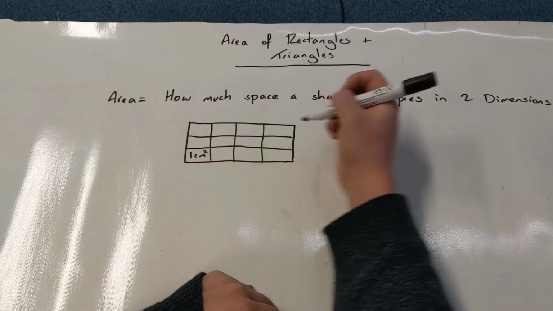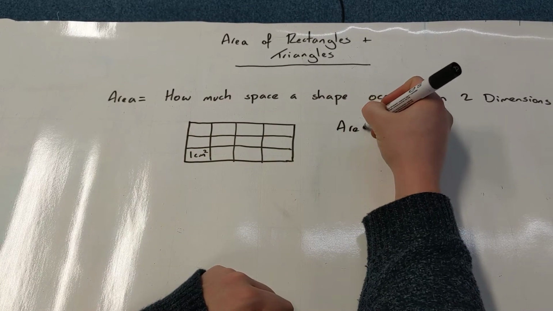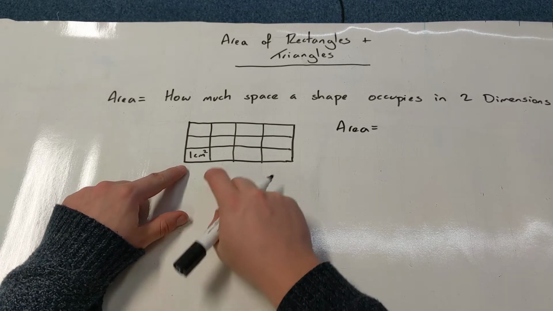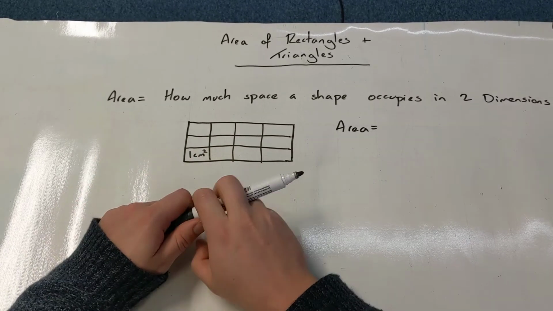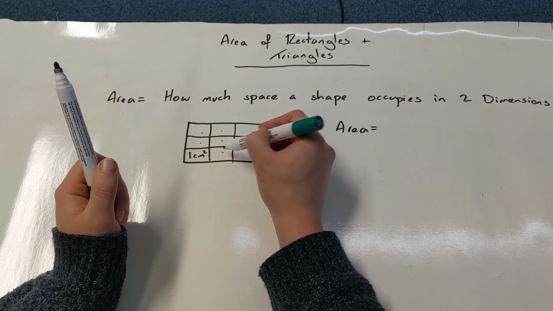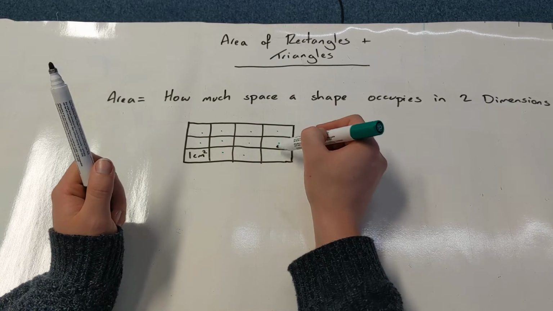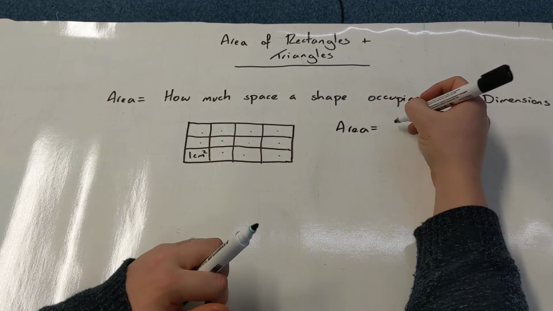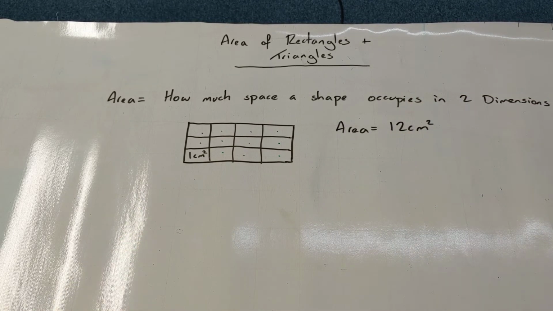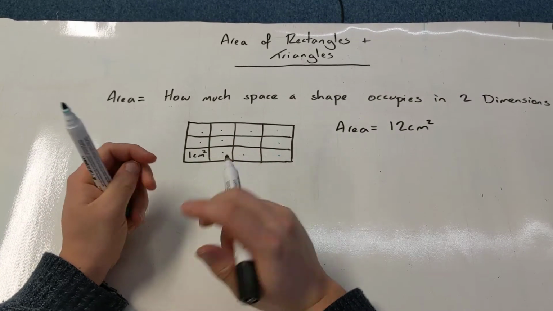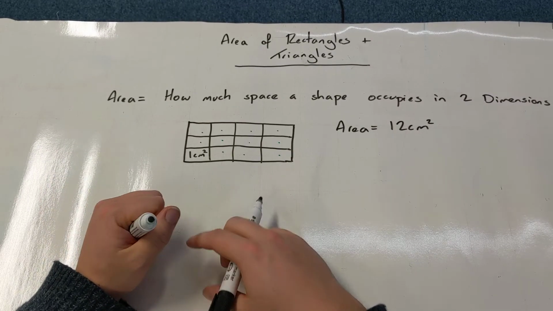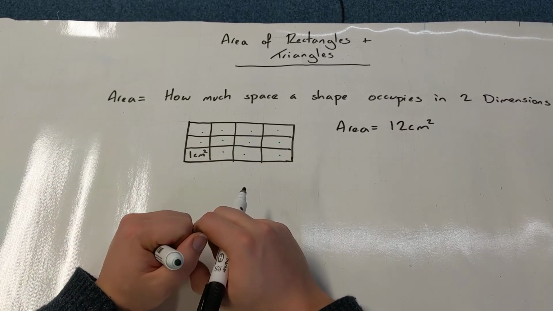So the area of this shape then, if each one of these boxes is 1 centimetre squared, its area is going to be all those boxes added together. So that's 1, 2, 3, 4, 5, 6, 7, 8, 9, 10, 11, 12. So the area of that shape is 12 centimetres squared. So if your shape is split up into little boxes like that, and they're each marked as 1 centimetre squared, it's really easy to work out the area. You just have to count how many boxes there are.